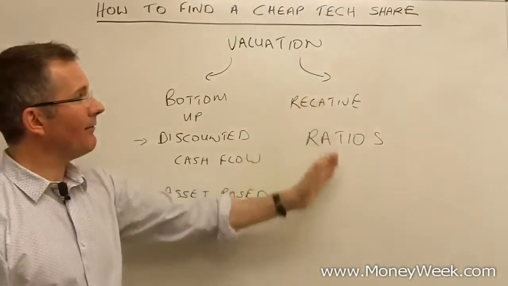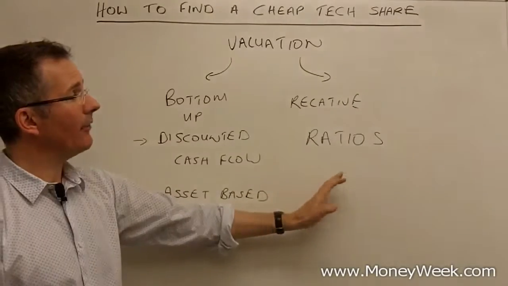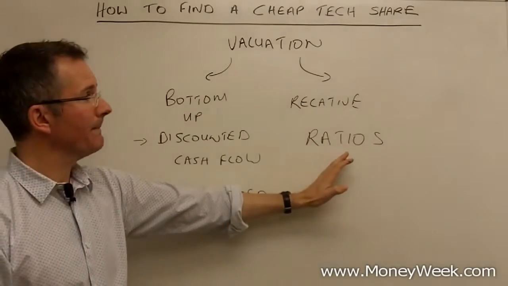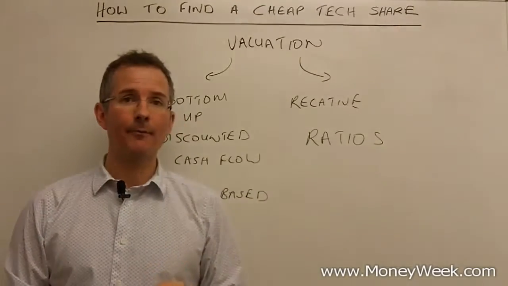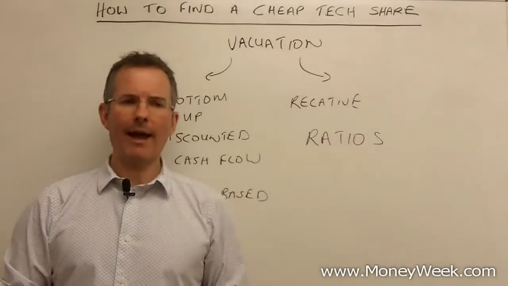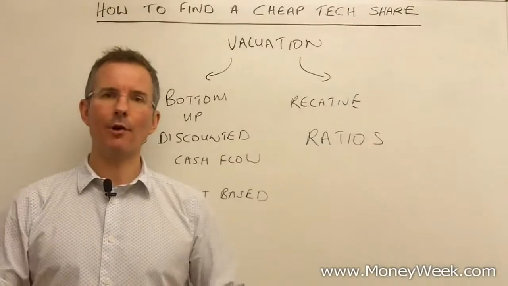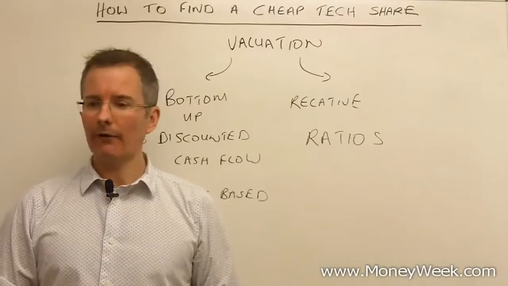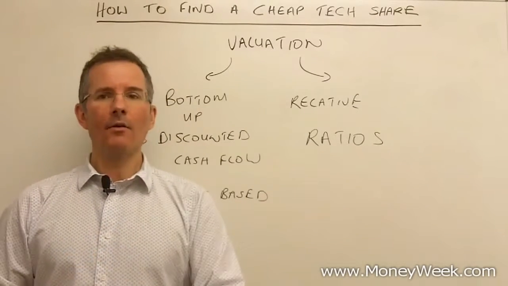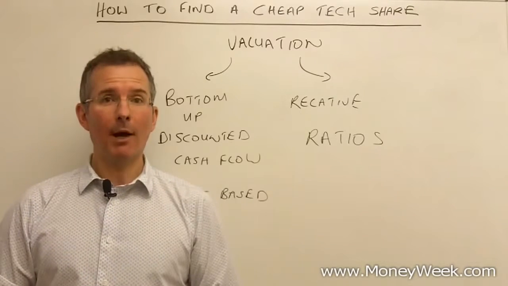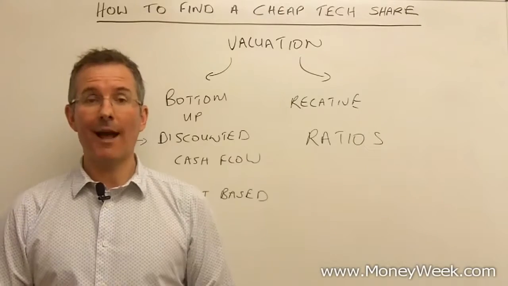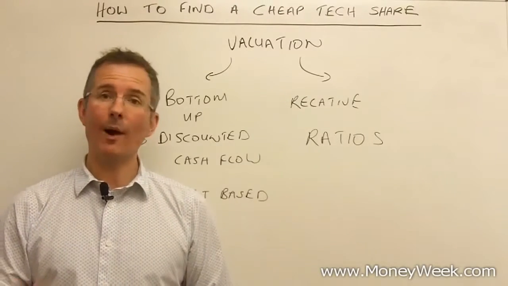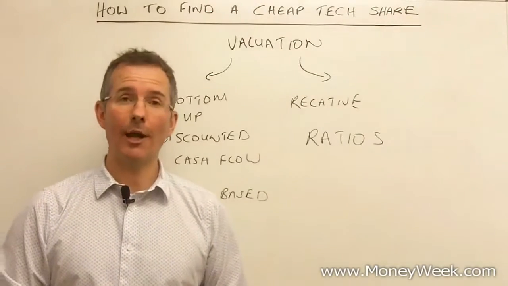So relative valuation in the context of shares means ratios. But the question with a technology stock is, which ratio are you going to look at? So for example, are you just going to say, well, the average technology stock has a PE ratio of 15, the one I'm looking at has a PE ratio of 10, therefore the one I'm looking at is cheaper? Well, that would work fine, were it not for the fact that PE ratios don't work too well in the technology sector, and here's why.